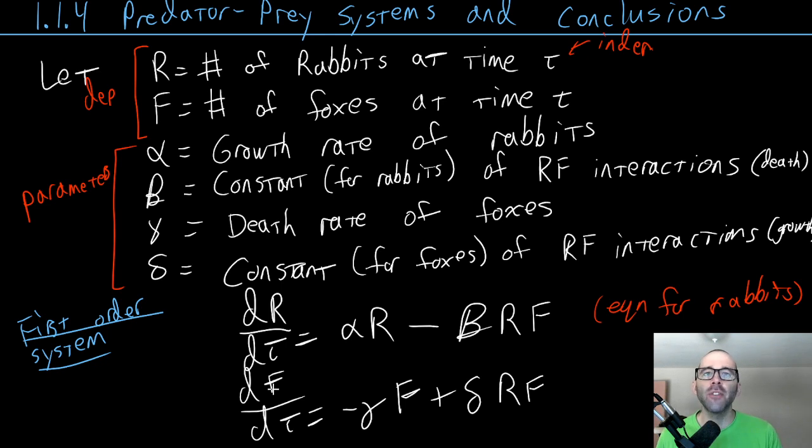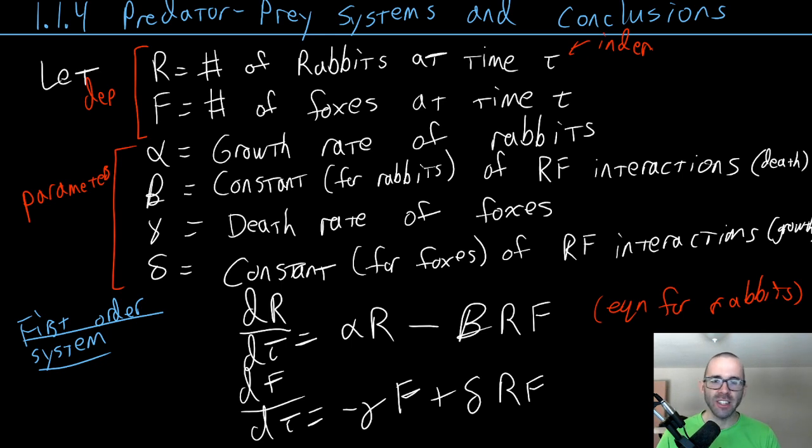If there are no rabbits and no foxes, it's going to stay that way. And then there are also some more interesting equilibrium solutions as well. If you want to look at the equilibrium solutions, well, just set each side equal to 0 and see what you get. All right. So yeah, this is a first order system. We're not going to solve this, but it is a pretty cool predator-prey system. There are more complicated ones as well.